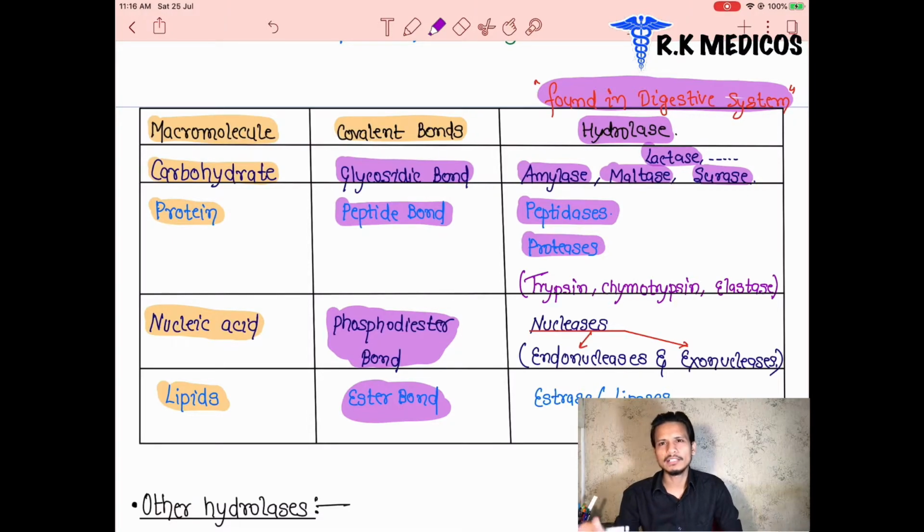So these all are the enzymes. They are going to work on the protein, and they are going to break the what bond? Peptide bond. Next one is nucleic acid. What type of covalent bond is it? That is phosphodiester, and they are going to be broken down by a special type of enzyme, that is nucleases.